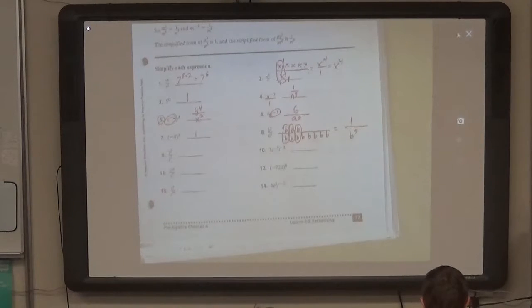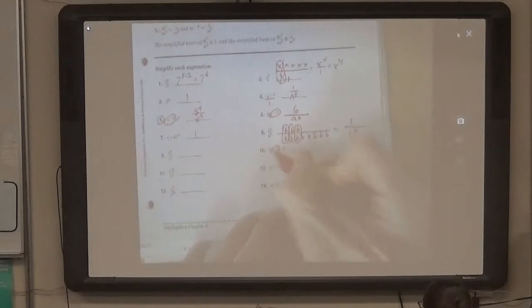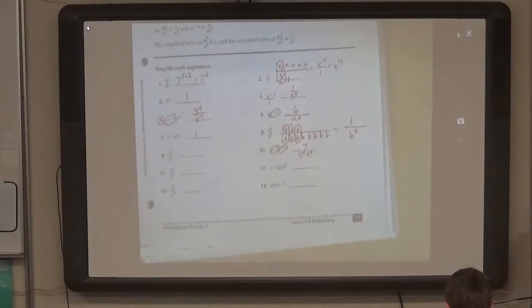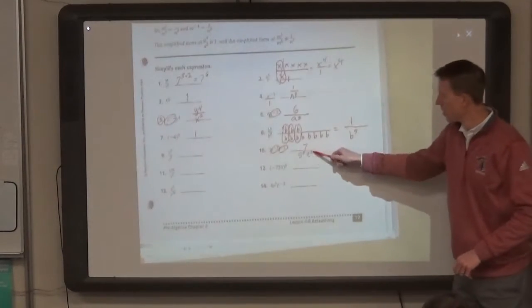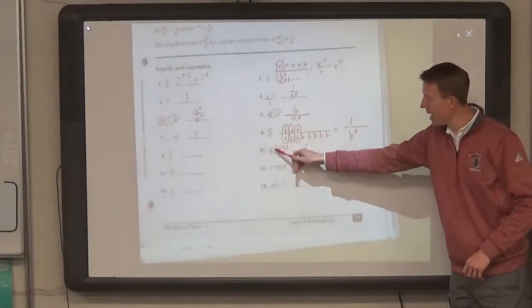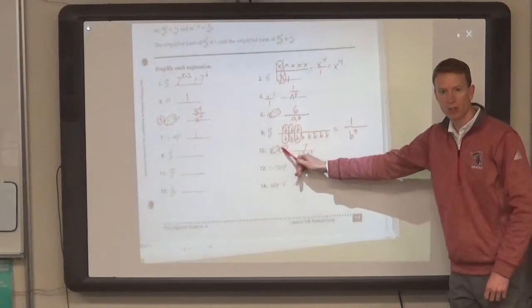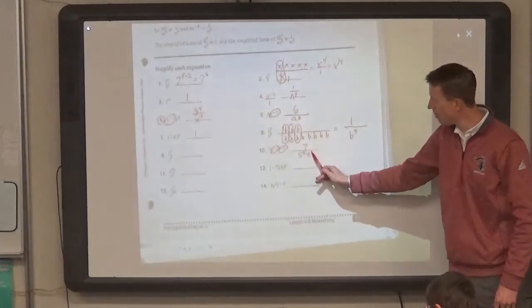Does that make sense? What's number 10? Can we do number 10 together? Sure. Because there's two negatives, both of them move to the bottom line. S to the 5th and t to the 3rd over 7. It was s to the negative 5th power, and so we moved it to the denominator side of the fraction bar. When we move it to the bottom side of the fraction bar, the negative exponent becomes positive. So it goes from negative 5 to positive 5, negative 3 to positive 3.